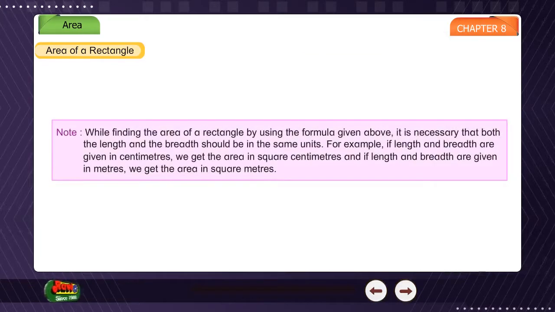Note: while finding the area of a rectangle by using the formula given above, it is necessary that both the length and the breadth should be in the same units. For example, if length and breadth are given in centimeters, we get the area in square centimeters, and if length and breadth are given in meters, we get the area in square meters.